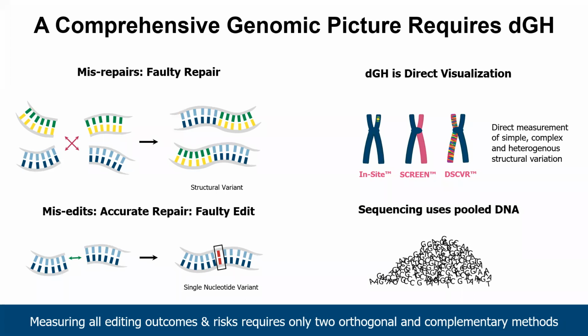Sequencing is great for the analysis of edits at the base pair level and for measuring rates of off-target errors. Sequencing is not the right tool for determining heterogeneous, generally low levels of structural variance that result from misrepair of DNA double-strand breaks from any source. The right tool for that job is DGH.